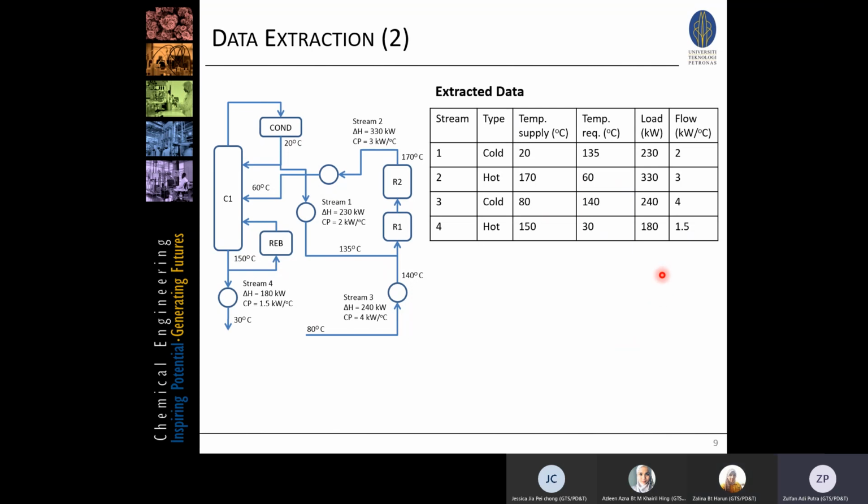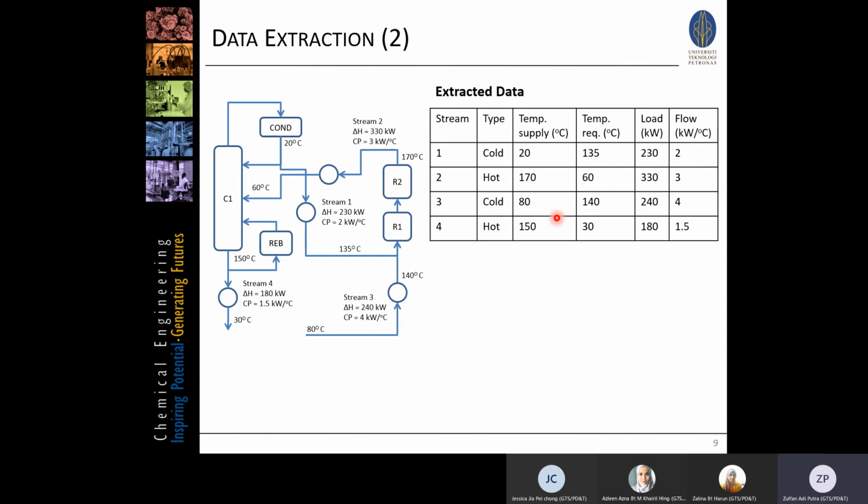This is the Excel file that KBR shared. They put the cold and hot streams in, and it codes them based on the temperatures that we enter. For example, stream one is from 20 degrees C to 135, and the energy that we are exchanging is 230 kilowatt. The MCP, or heat flow, is this divided by delta T. So 230 divided by delta T gives kilowatt per degree C, which is 2.